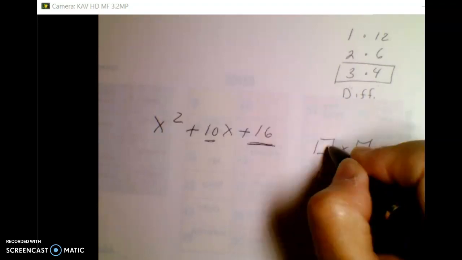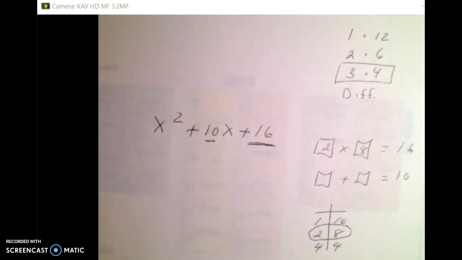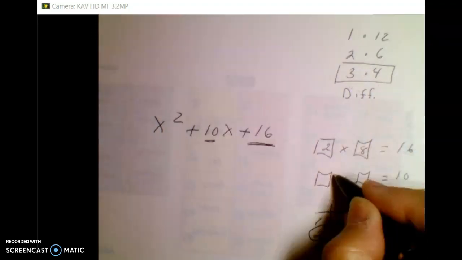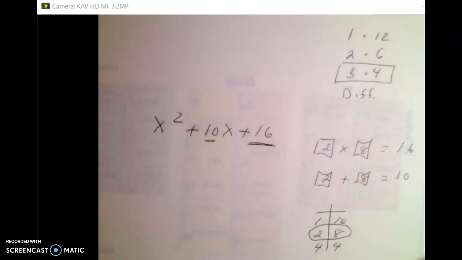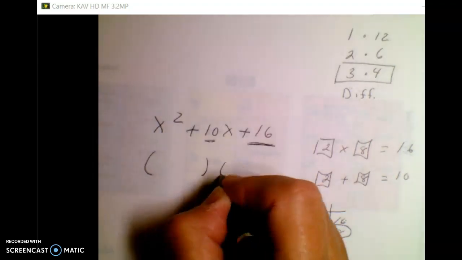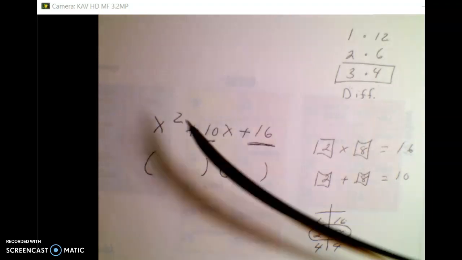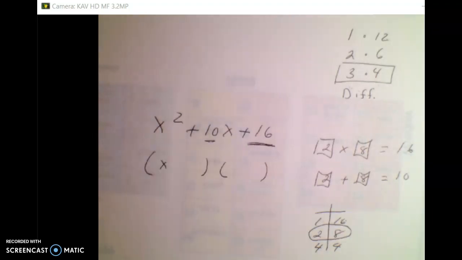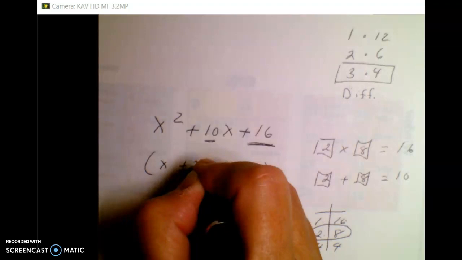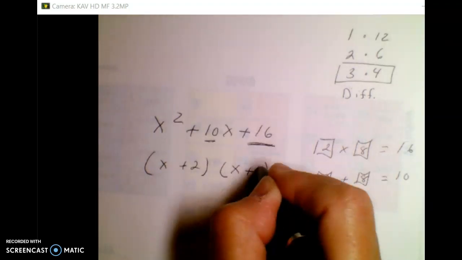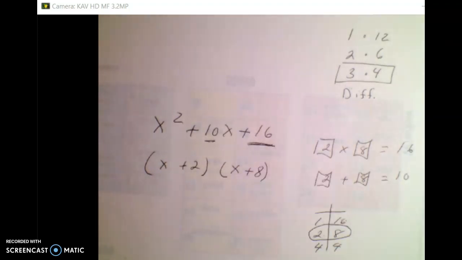All right, so I'm going to try that. 2 and 8. That works. And 2 plus 8, that works. So those must be my factors. Parentheses, parentheses. We're doing x plus 2. Does it matter which one I write first? No. There you go. So we just factored the trinomial.